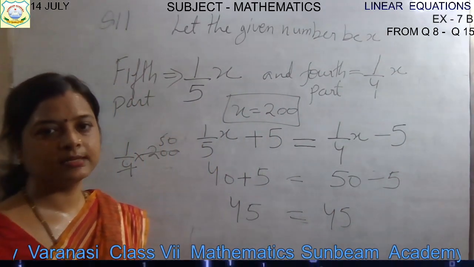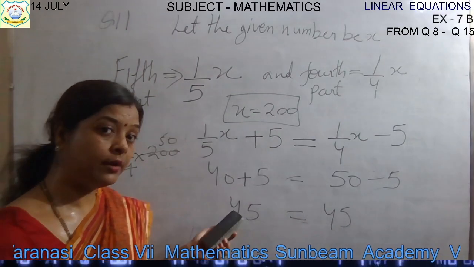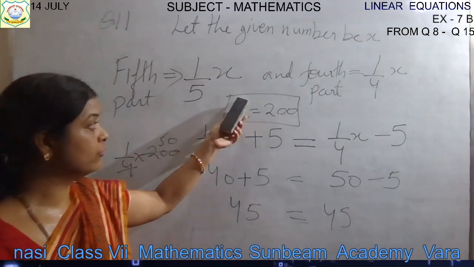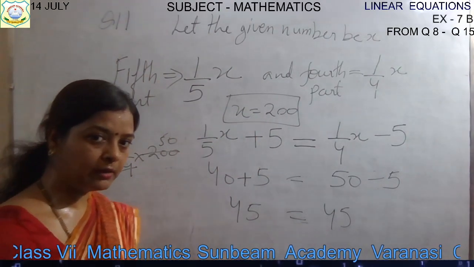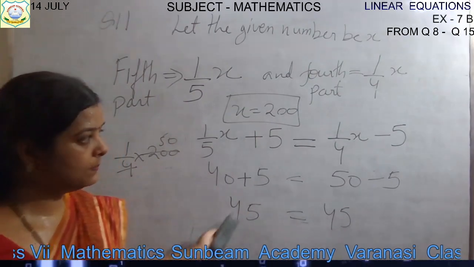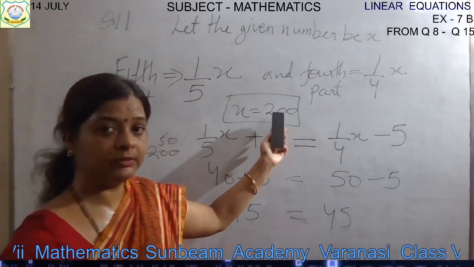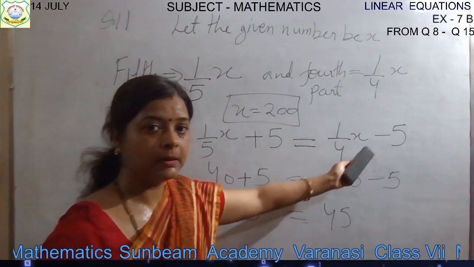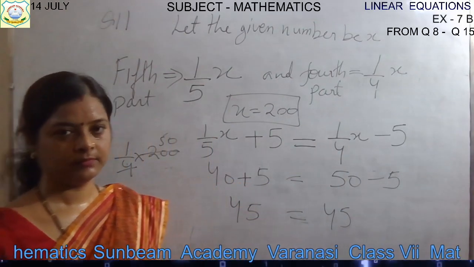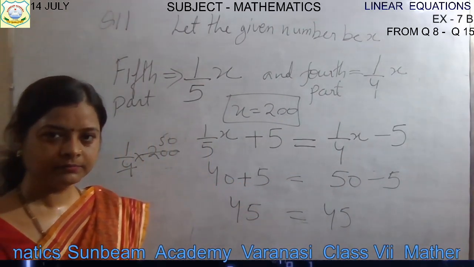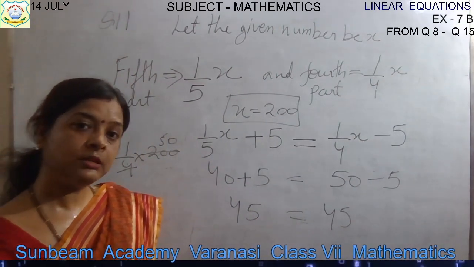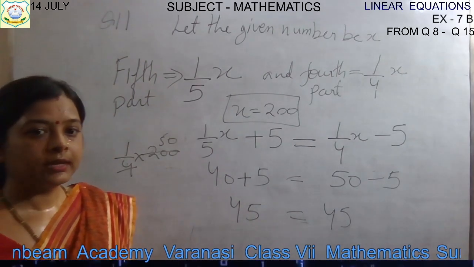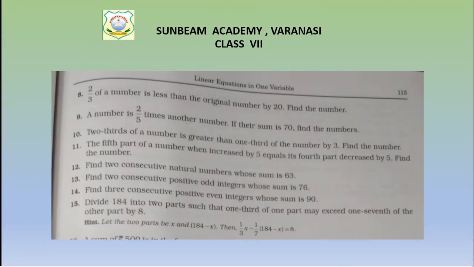See, both are equal. It means our answer is correct. That number is 200. If we take 1 by 5 of this number and add 5, whatever answer comes, it will be the same as 1 by 4 of this 200 when decreased by 5. Okay. Is it interesting? Yes, of course it is interesting. So, in this way we will solve our question. Now the next question, let's see the next question, children.